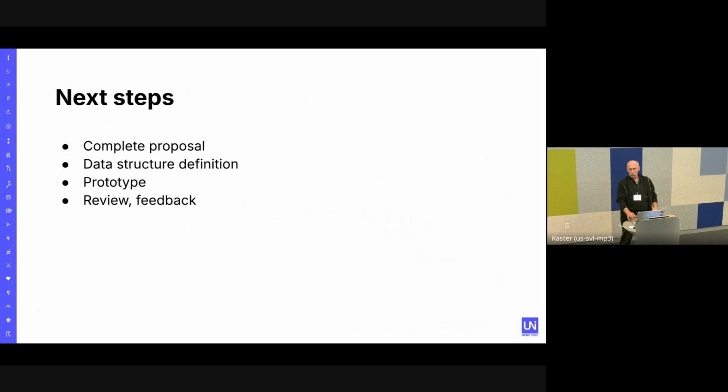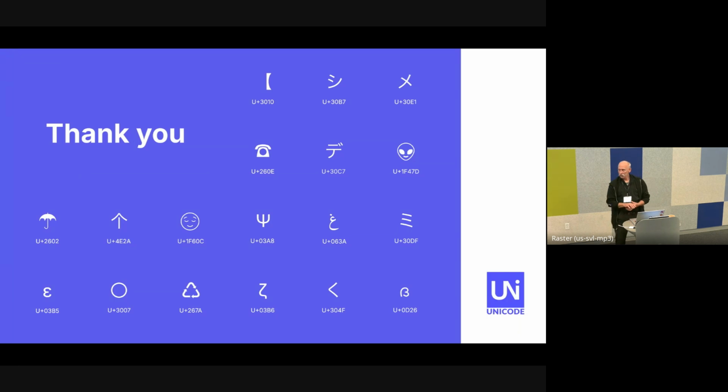So next steps, we need to complete the proposal that we're in the process of writing, get the data structures that define what the rules are nailed down so that it can be implemented and prototyped in code, and start getting review feedback. Does it fit what we need for the requirements of the regions that we're in? And that is a quick overview of name validation. Any questions?